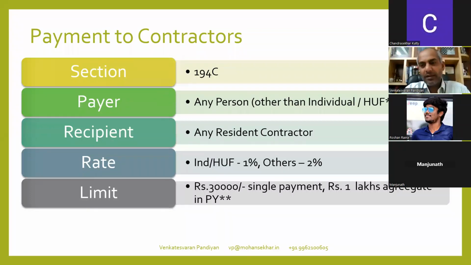What is the limit? For any single payment of more than 30,000 rupees, TDS gets attracted. Or if the payment is less than 30,000 rupees, but in aggregate in a year the payment is more than 1 lakh rupees, then again TDS is applicable. We will talk about this limit in detail in subsequent slides. Just hold on.